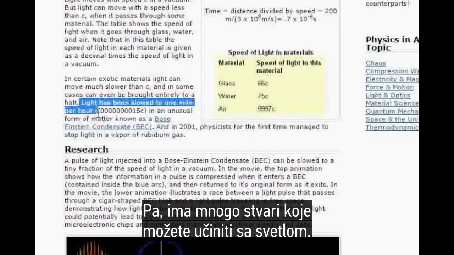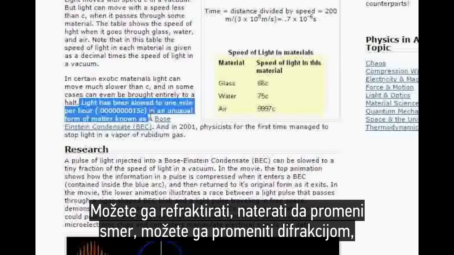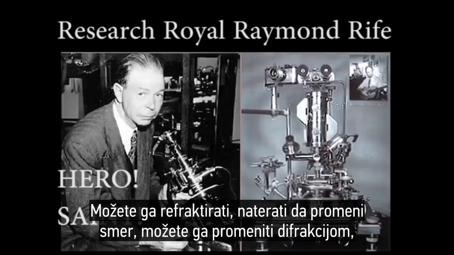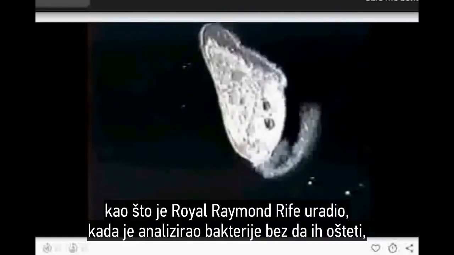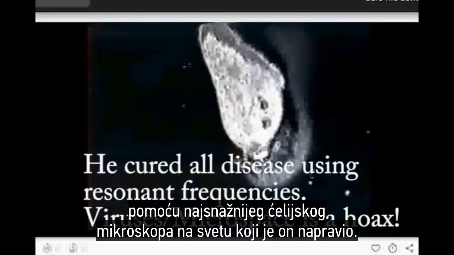Well, there are many things you can do with light. You can refract it, changing its direction, you can diffract it, you can separate the waves, and sometimes isolate color frequencies, like Royal Raymond Rife did to analyze bacteria without harming it with the world's most powerful cellular microscope that he made, or you can reflect it.